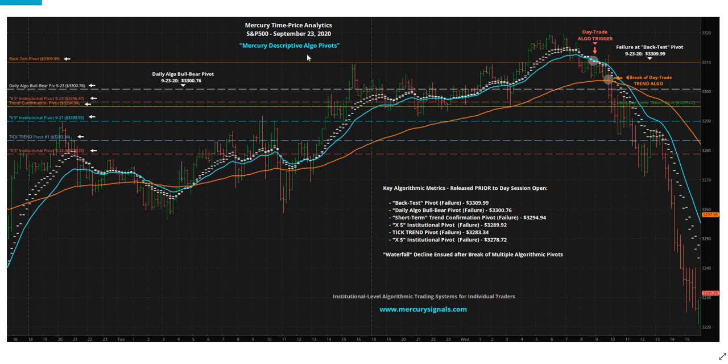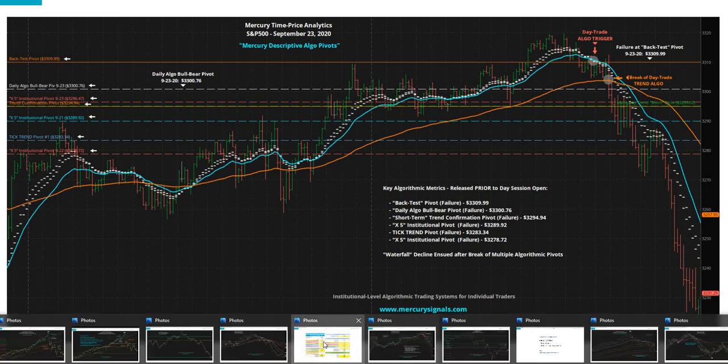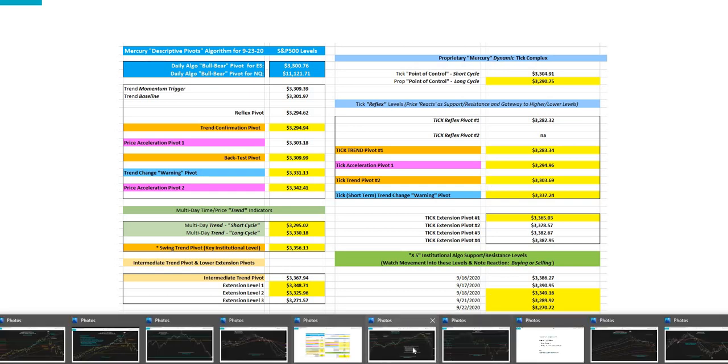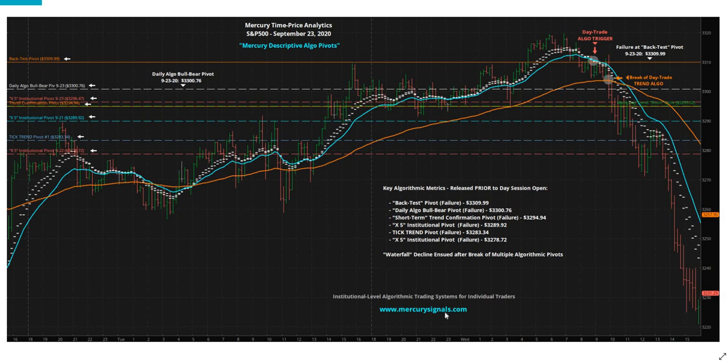So again, the fact that all these lines are created from an algorithm, we simply take the algorithmic data from the morning so that our members don't have to throw a bunch of different lines on the chart. After we run the algorithm, we select the most important ones and we overlay it on the price chart. And that's what you see right here with these horizontal lines.